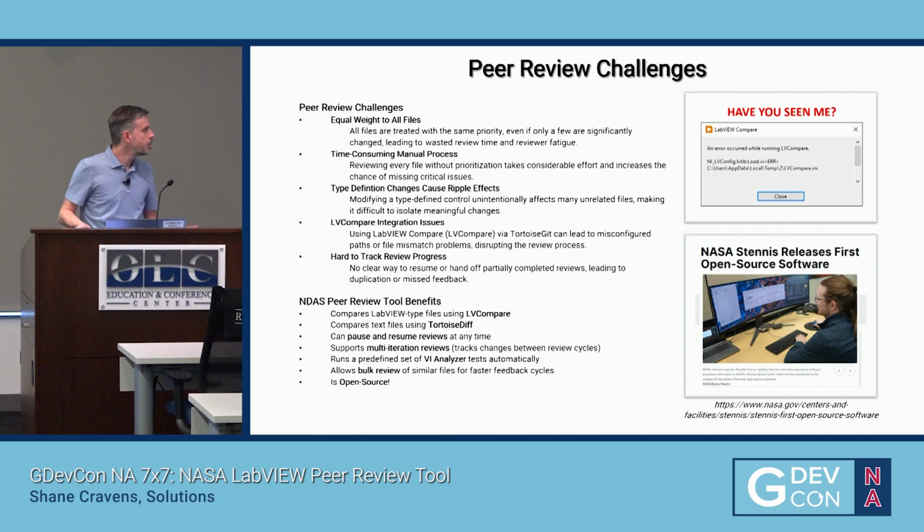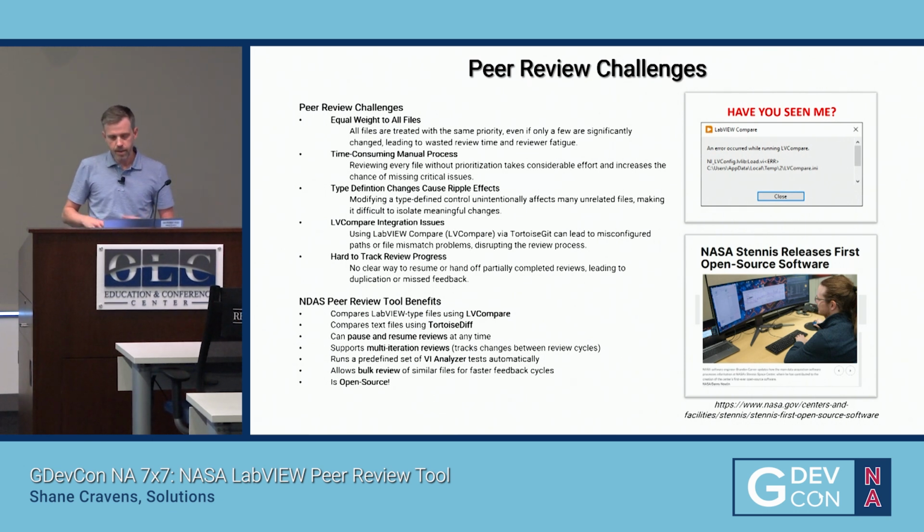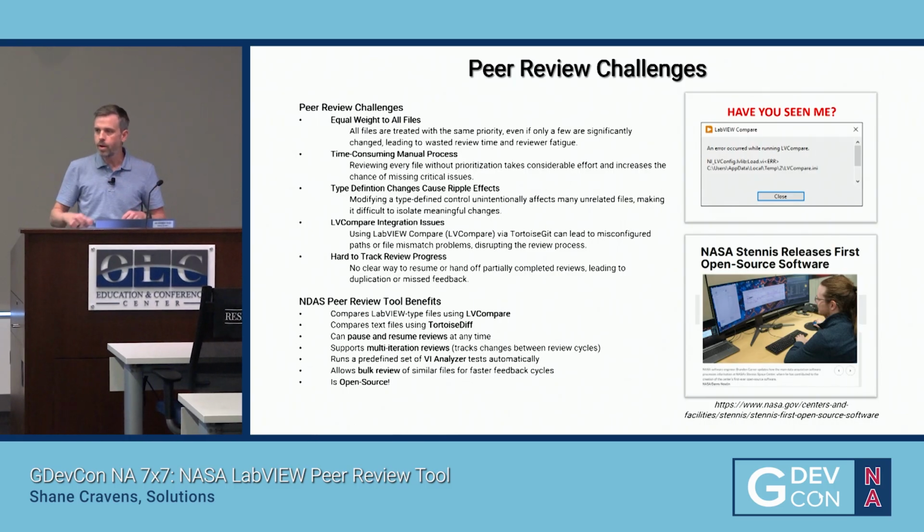And so why do we need a peer review tool? Well, originally we had the old way of just using the git log and doing a diff of every file, those type things. It's slow. All files are treated equally, and if you have a typedef and you modify a typedef, you'll see propagations that aren't necessarily changes. So those are things that we've just kind of dealt with, and I don't know if you've ever seen the error there, but sometimes if you try to do a LV compare, you'll see that there.